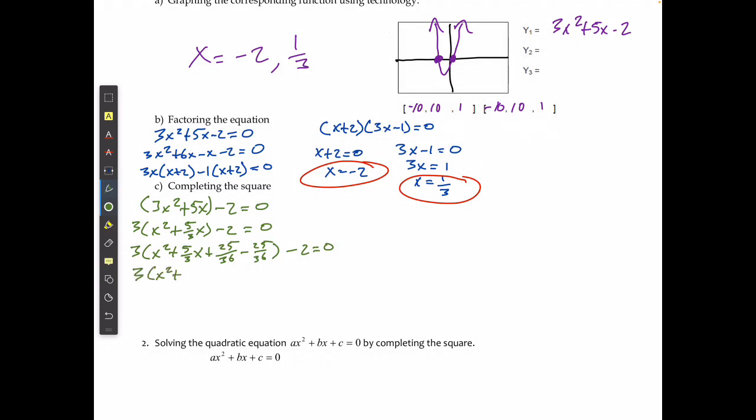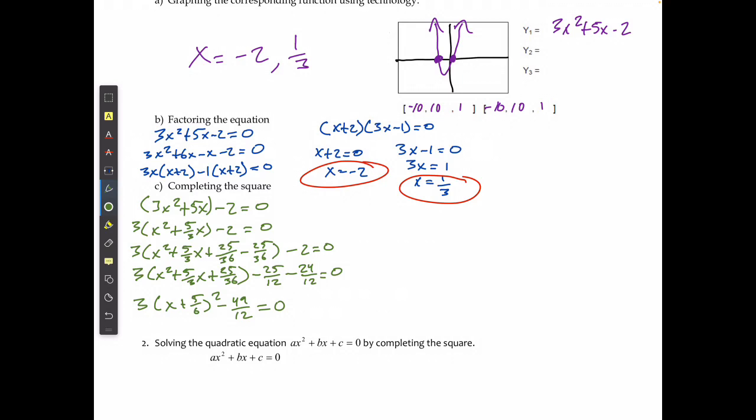3 times x squared plus 5 over 3x plus 25 over 36. And I'm going to move that negative 25 over 36 out, so I'm going to multiply it by 3. So I'm going to get negative 25 over 12. And I can put this negative 2 as a fraction over 12, so it's going to be negative 24 over 12 is equal to 0. Or 3, I take the square root of this, x plus 5 over 6 squared minus 49 over 12 is equal to 0. Then I'm going to start actually solving it.